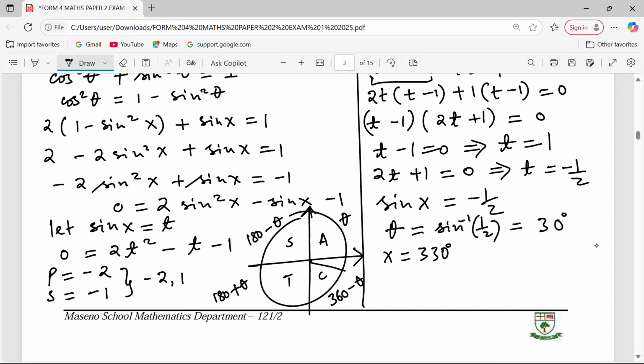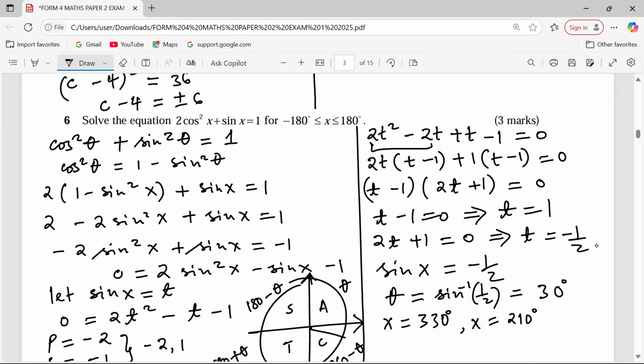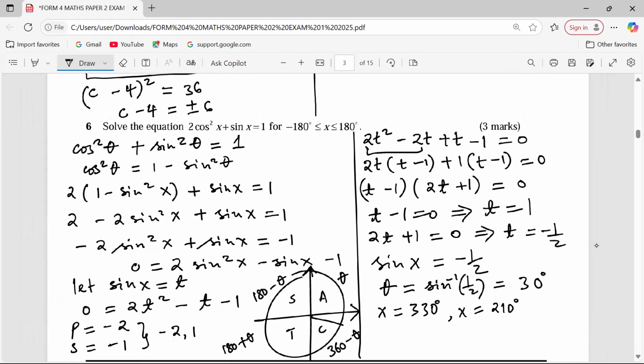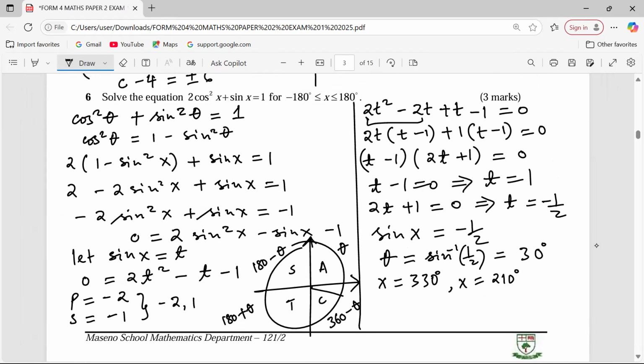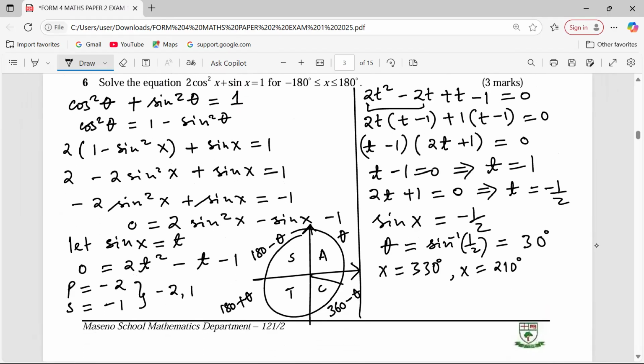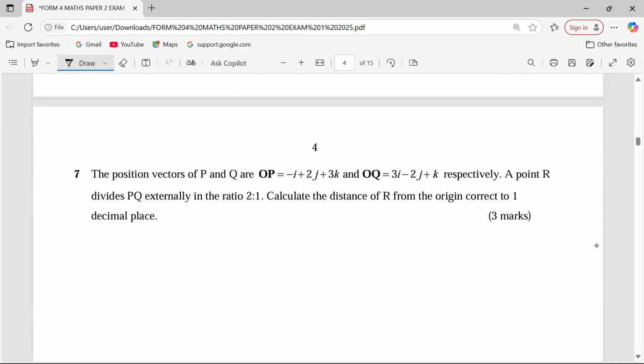Or x can be, according to the third quadrant, 180 plus 30. This is going to be 210 degrees. So these are two possible values of angles which satisfy the equation above.